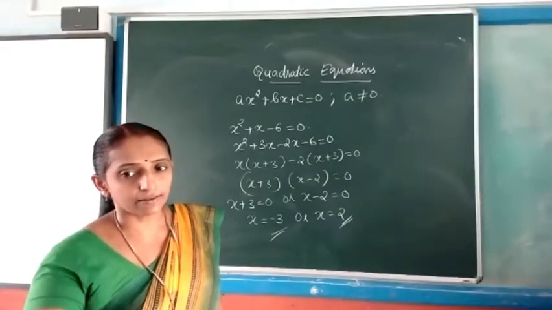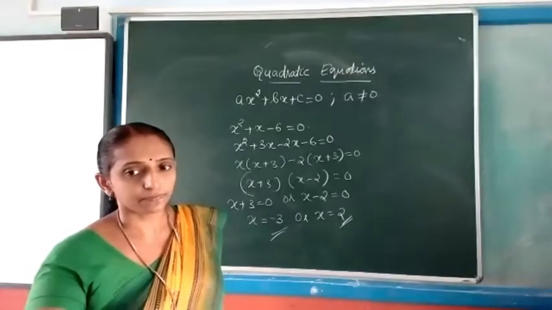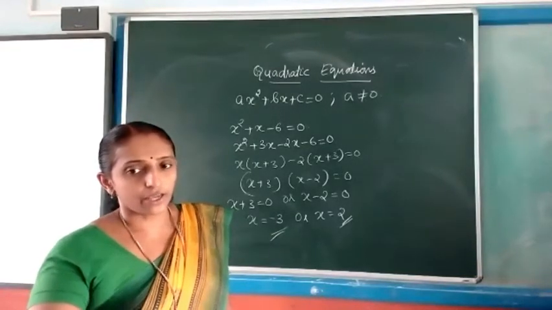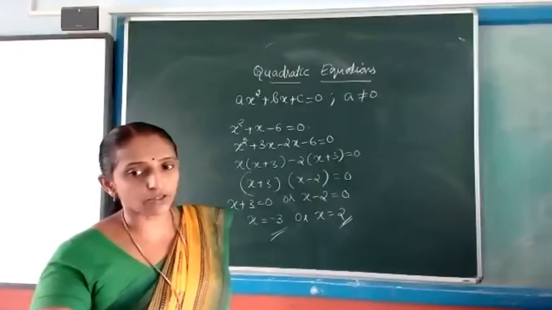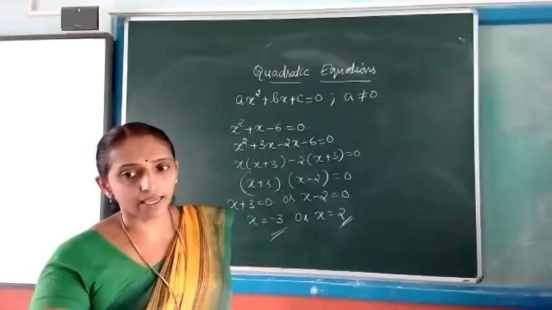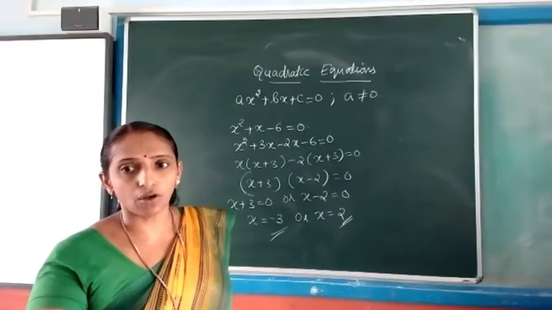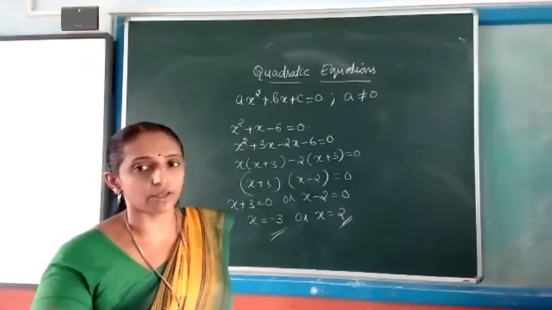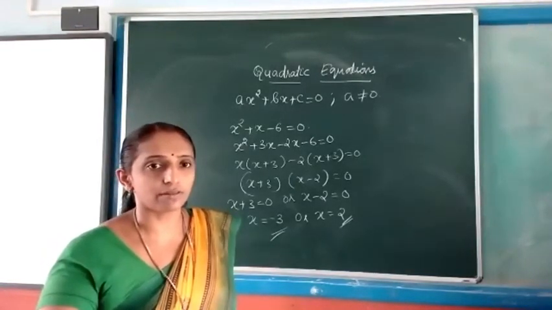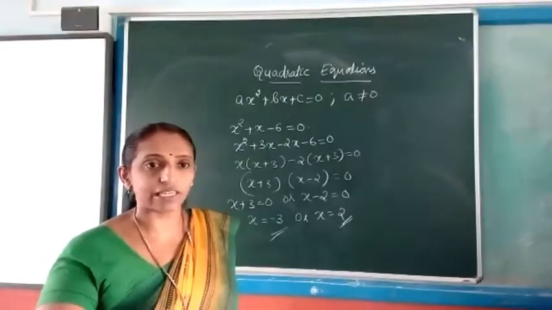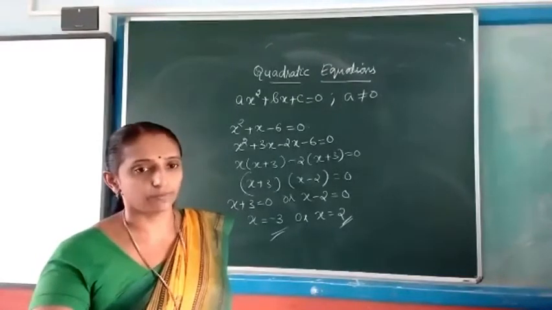Clear? Anyone is having any doubt with the quadratic equation? What is the general form of a quadratic equation? Equation of the form ax square plus bx plus c equal to 0, where a cannot be 0. If a comes to 0, the equation becomes a linear equation. Quadratic equation implies that an equation is having highest degree 2.